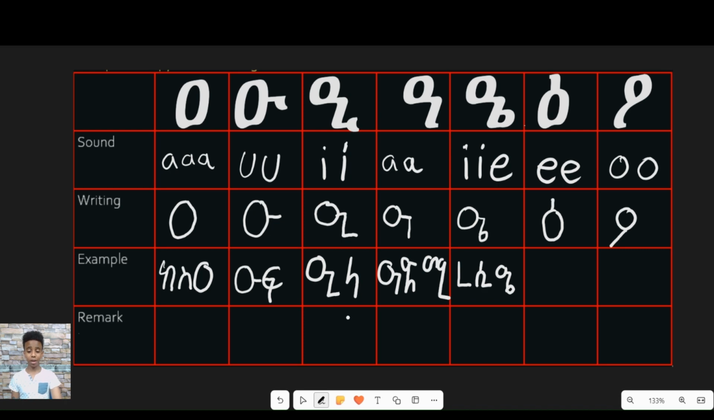Our sixth example is made up of the letter E. And the example we have for the letter E is Idil. Idil in Tigrinya means chance or opportunity in English. It's not only a word, but it's also a name in Eritrea and Ethiopia.